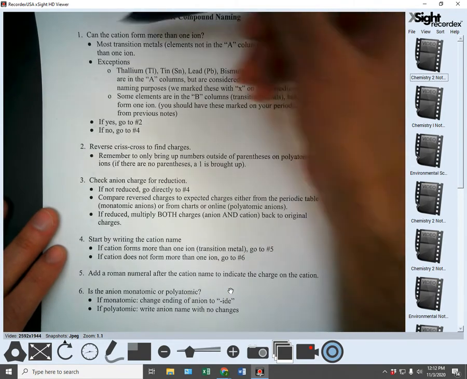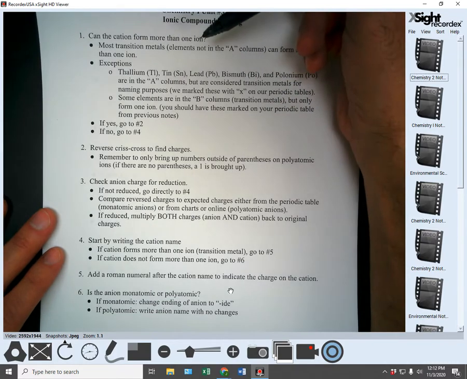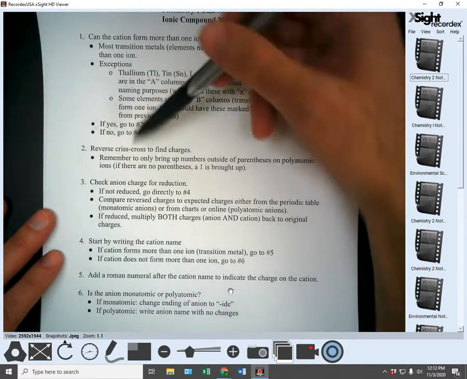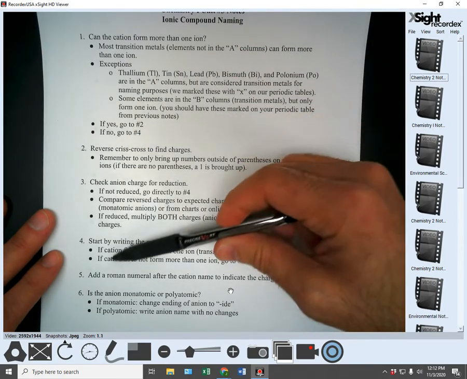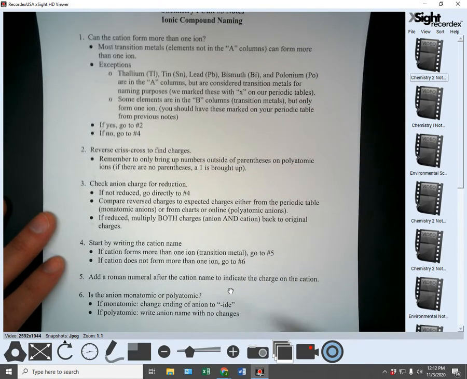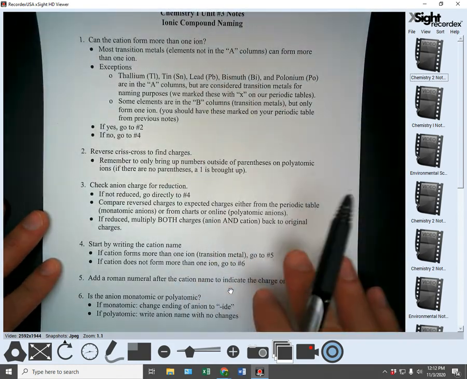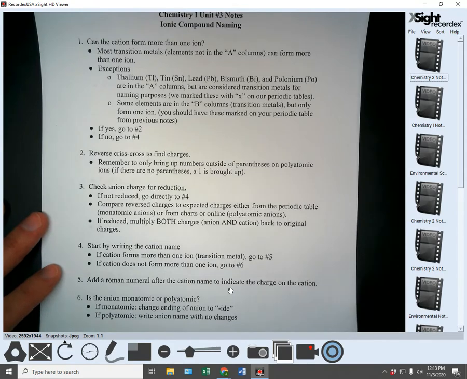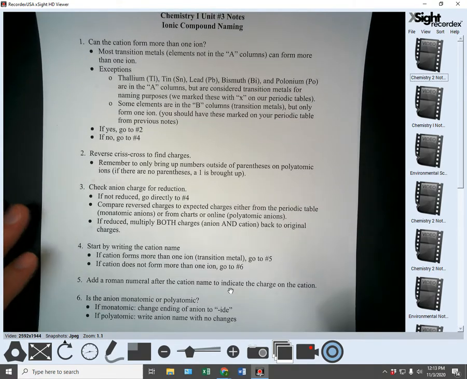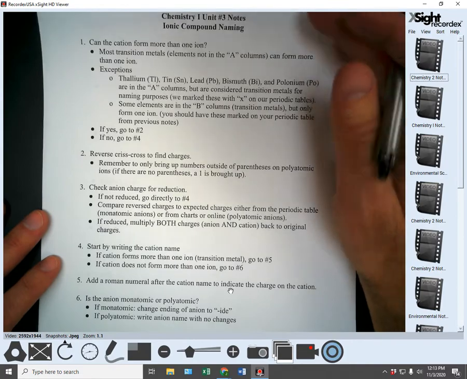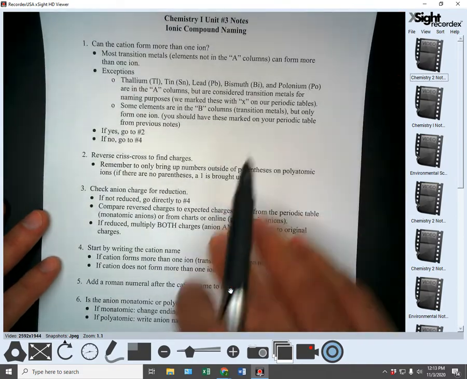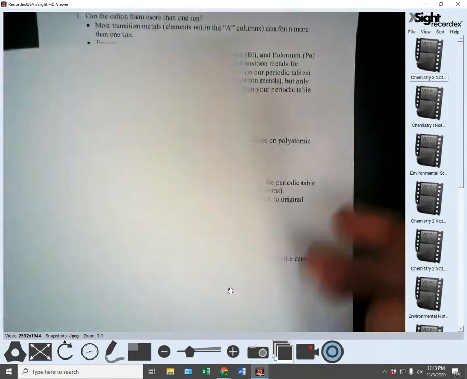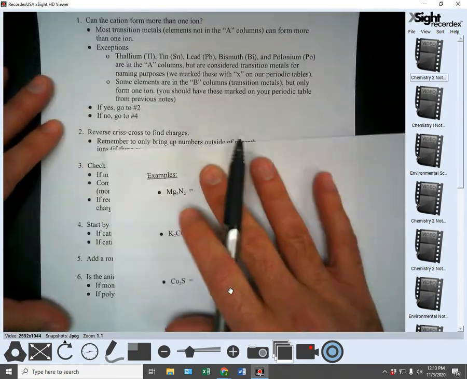These notes are essentially a written out flow chart for the steps to doing this. You start with number one, you ask yourself, can the cation form more than one ion? And then it tells you if yes, go to number two, if no, go to number four, and you just follow it through. I'm not going to read through all of this first. The easiest and best way to do this is for me to work on problems and walk through the steps as we do the problems. That's what helps it make the most sense. So I'm going to go to the examples on the back of the notes.